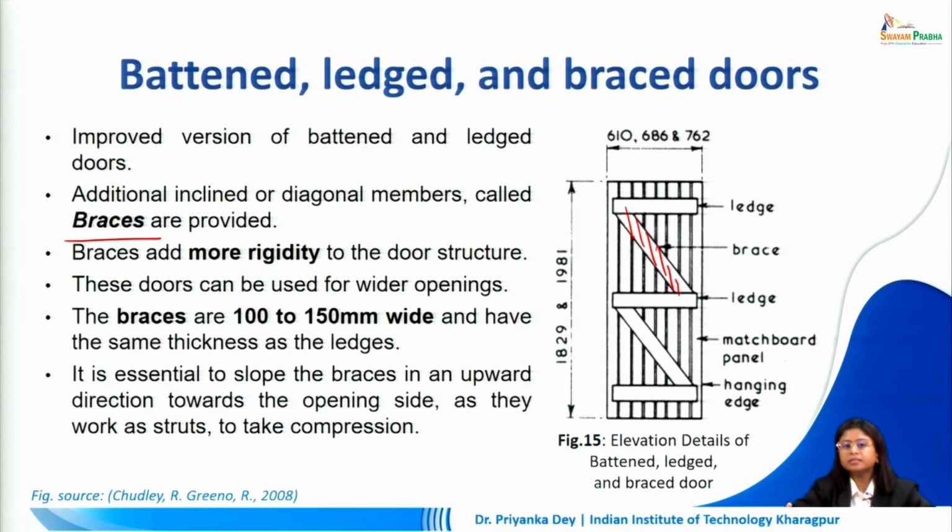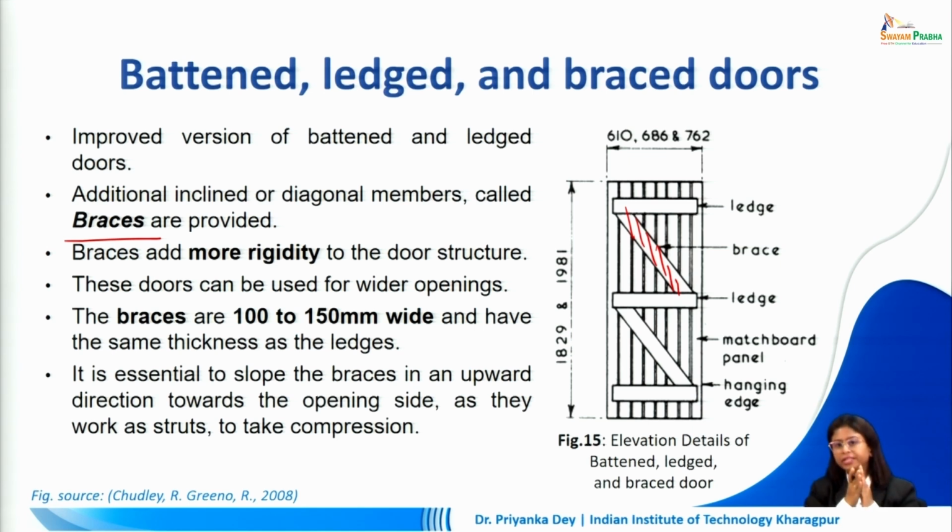So, braces add more rigidity to the door structure, and that is why this door can be used for a slightly wider opening as compared to the previous example. The braces are also 100 to 150 mm wide and tend to have the same thickness as the ledges. Why we are doing this is because if you see from the side cross section, the braces are forming the first layer, the ledges are then being fixed at the top, intermediate and bottom level.